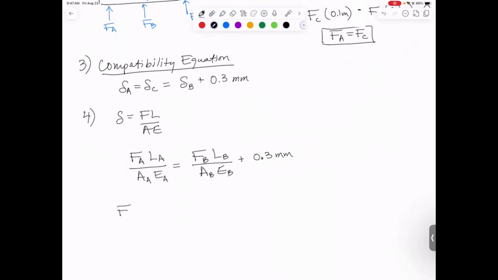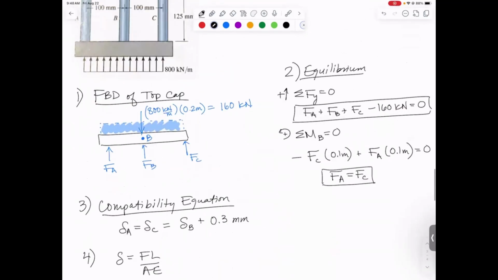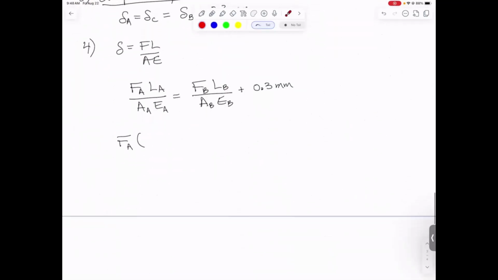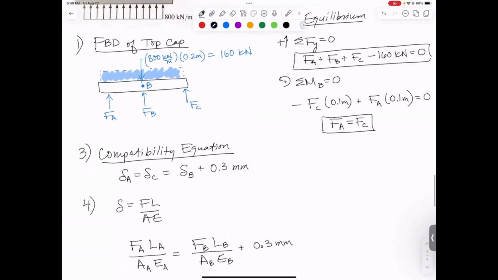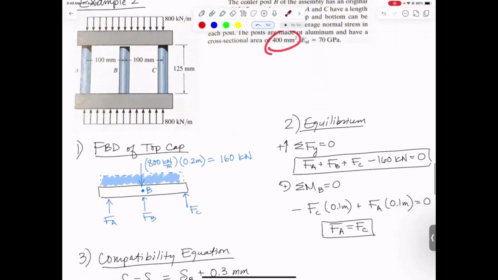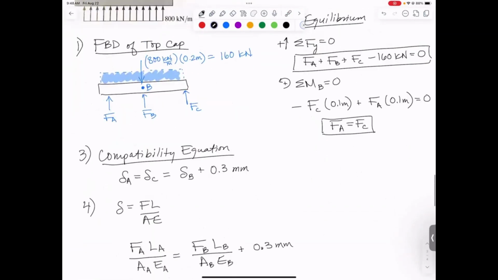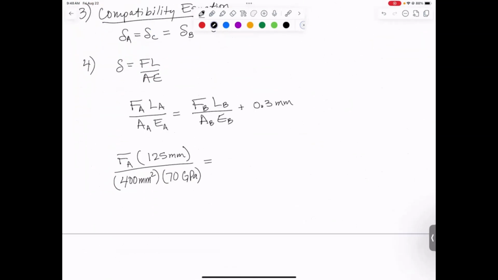This becomes FA, the length of A, how long was it? 125 millimeters was the original length. So we'll plug in for now 125 millimeters. The area was 400 square millimeters, and the Young's modulus was 70 gigapascals. On the other side, that's going to equal FB. The length of B was 124.7 millimeters. Remember, it was just a little bit shorter, but the area is still 400 millimeters squared, and 70 gigapascals is the modulus, plus 0.3 millimeters.